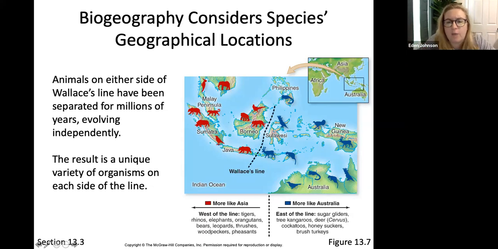Say that you had bears over here and over here, okay? And say that they could interbreed, say that they could reproduce with one another. Would you have independent evolution? No, you wouldn't, because they would be able to do this migration. However, because you have this physical separation, it would allow both of those bear populations to evolve independently.